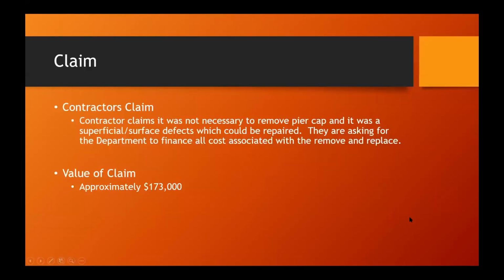So then Mr. Contractor files a claim with the department saying it was unnecessary to remove and replace the pier cap. All the defects were superficial and could be repaired. They are asking the department to finance all the costs associated with remove and replace at a value of about $173,000.